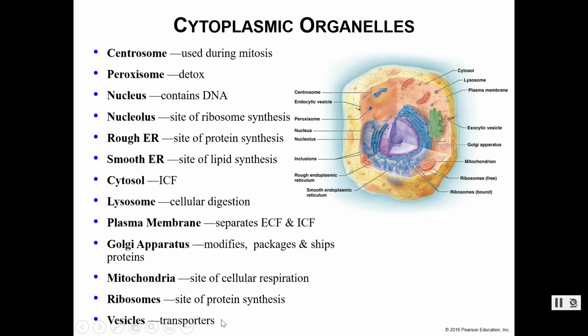And last but not least, we have vesicles. These are for transport. You can create something, put it in a vesicle, and ship it off, and it'll leave the cell and go somewhere else and do its job. Or we could bring something into the cell, put it in a little vesicle, and take it inside the cell wherever it needs to go. So they're almost like tiny little boats.